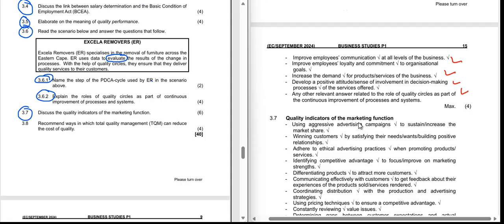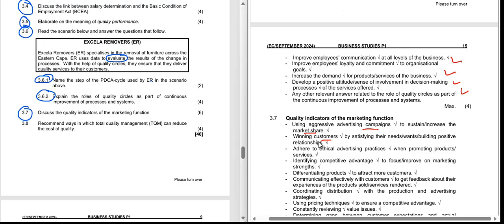So using aggressive advertising campaigns to sustain or increase market share. Winning customers. When you start winning customers, when you see there are more customers coming, it is a sign that the marketing department or function is doing their job properly, because they are advertising, they are convincing customers to come and buy our product.